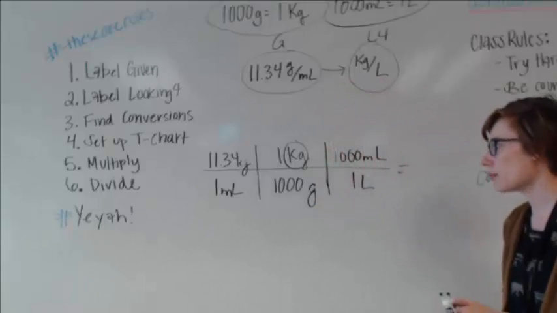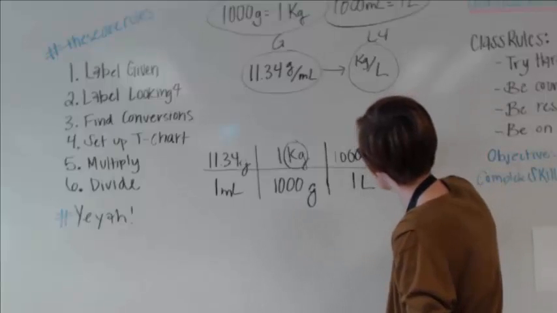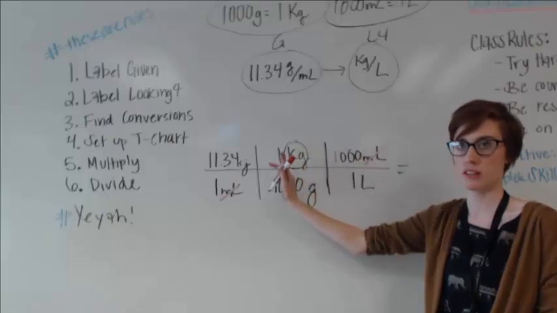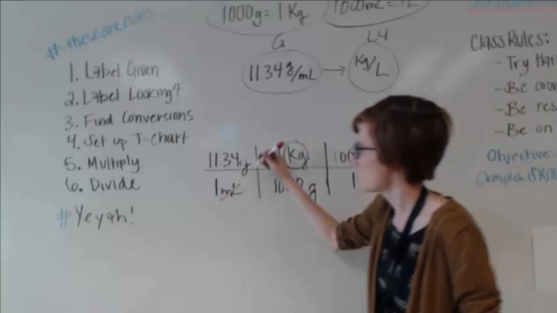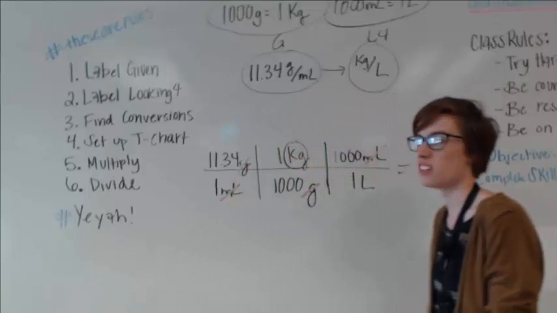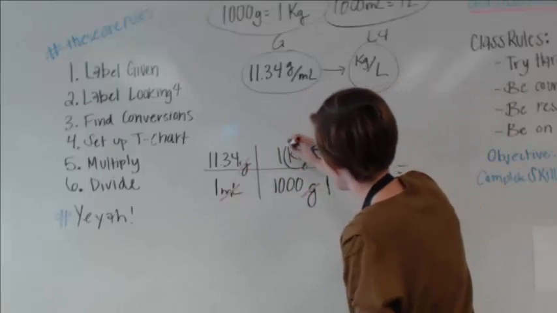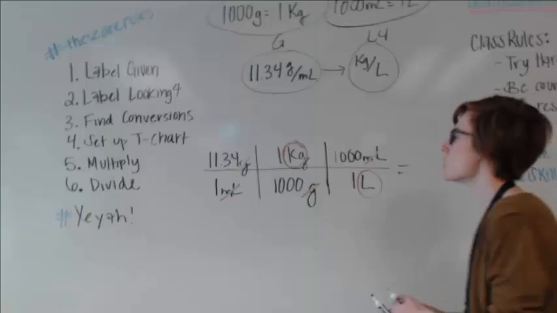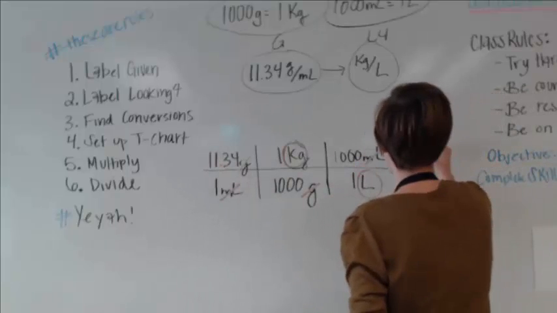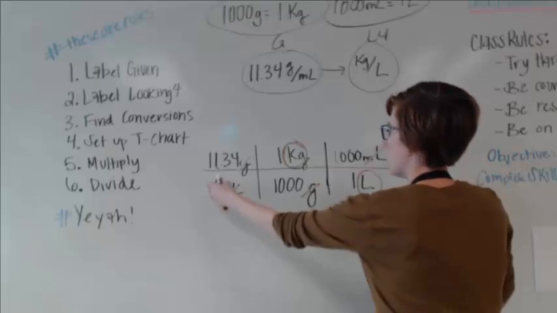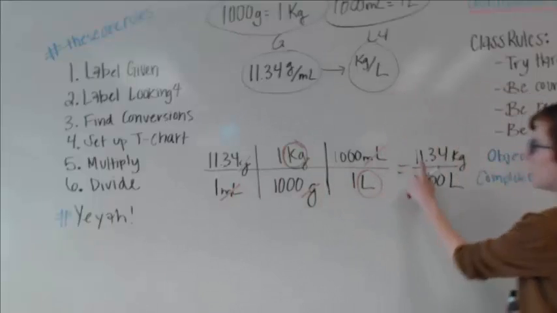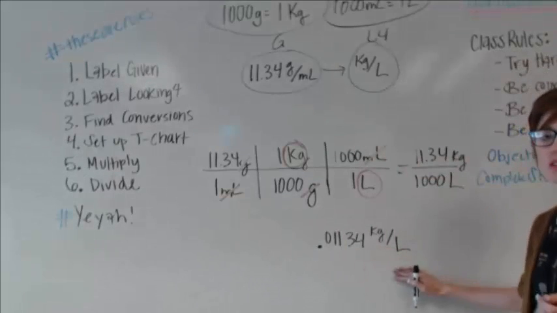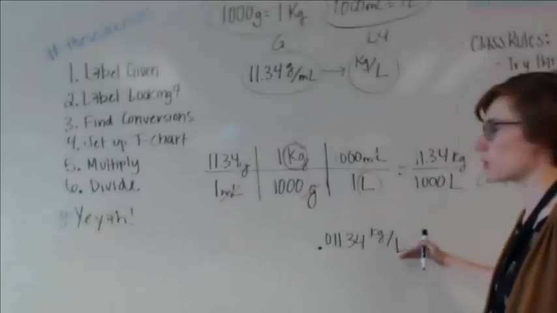And you might be like, wait, what's happening? The milliliters is on top here and it's on bottom here, so I can still cancel them out. Even if they're not next to each other, as long as one's on top and one's on bottom, you can cancel them out. So guess what 2 units we're left with? Kilograms per liter. See that? So now I just multiply all the way across, which is 11.34. Multiply all the way on the bottom, so I get 11.34 kilograms divided by 1,000 liters. So this is your actual number, and then it has kilograms per liter.